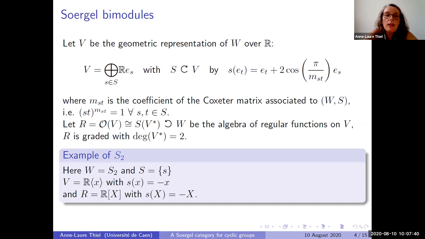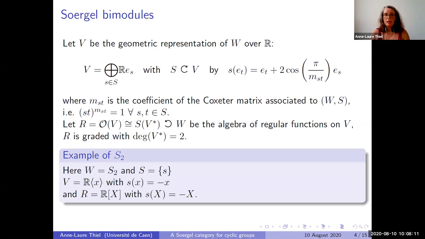Okay, then I will consider R to be the ring of regular functions on V, meaning just the polynomial functions on V star. And this ring inherits an action of my Coxeter group. And I will consider it as graded. So the Soergel bimodules will be R-bimodules, and R is graded, and the R-bimodules that we'll look at are also graded bimodules. And we set V star to be in degree 2.